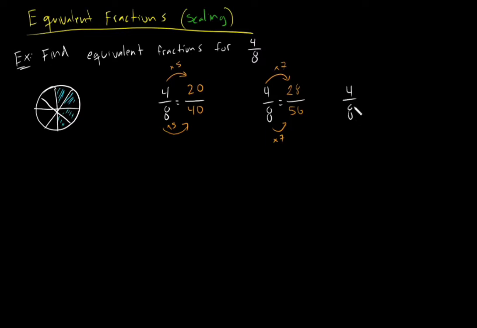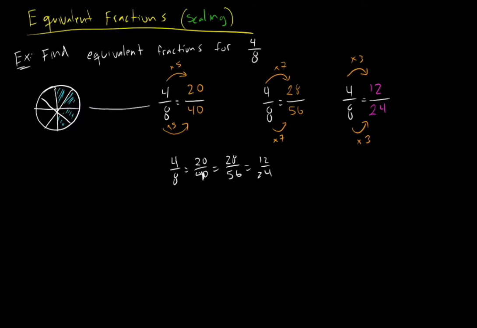Do one more, 4/8. And we are going to multiply by, let's go this time a little bit easier, maybe times 3. So that would be a 12, and that would be a 24. So that means all of these are equivalent, right? So 4/8 is equivalent to 20/40, and it's equivalent to 28/56, and 12/24.